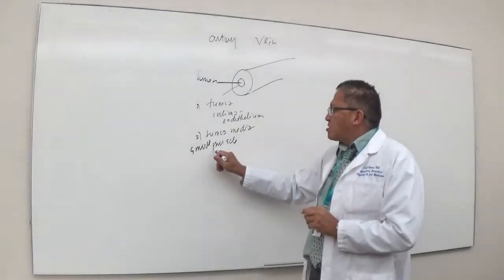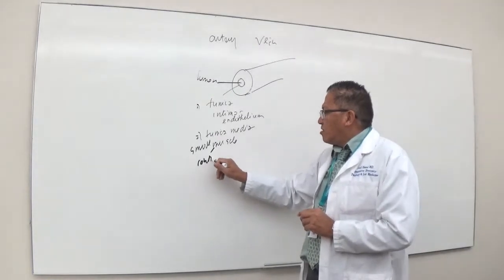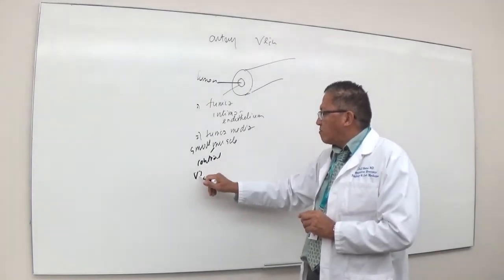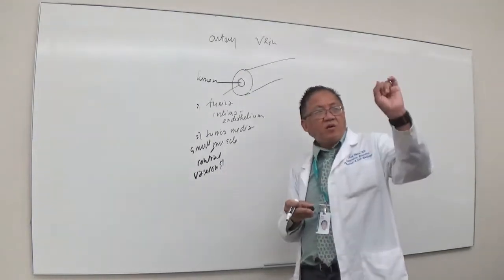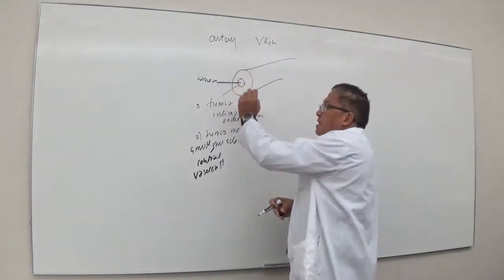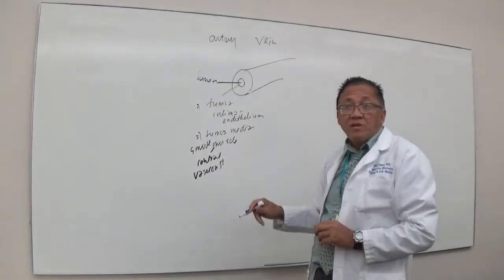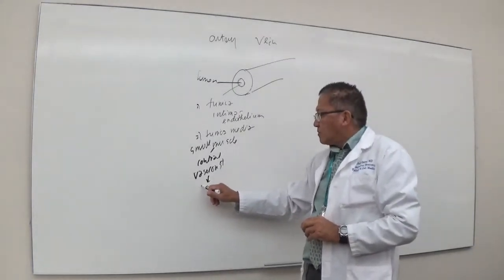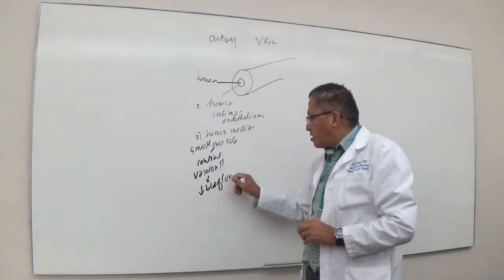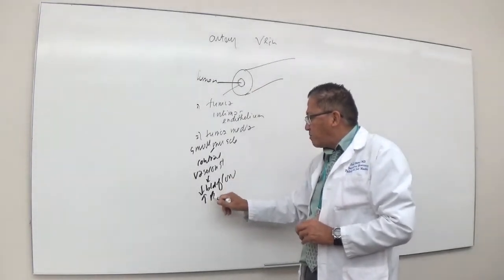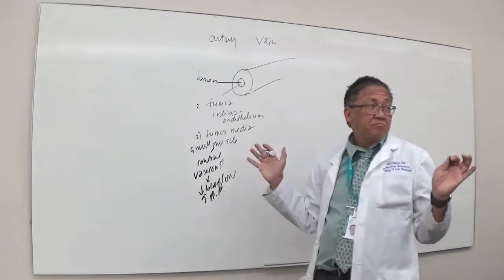So when the smooth muscles contract, you end up with vaso what? Constriction. And when you vasoconstrict, what happens to the lumen? It gets smaller. And what happens to the blood flow? Decreased blood flow, but what would be the effect on blood pressure? Increased blood pressure. Very simple.